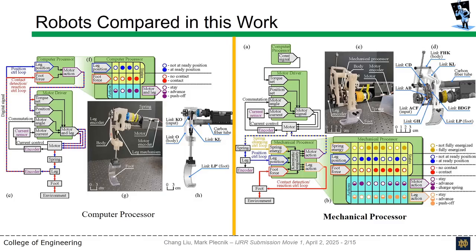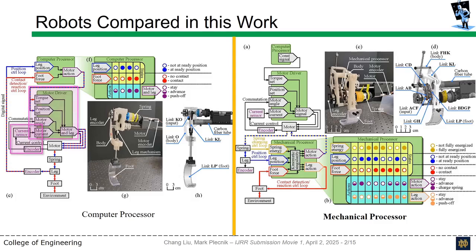Here we show the two robots tested in this work. On the left is a conventional computer actuator sensor setup, and on the right is a robot with subtask logic programmed into a mechanical processor. The robot on the left receives high-level signals from a computer, which communicates with the motor drive board to command a brushless motor. A motor encoder and current sensor are used for commutation of the brushless DC.